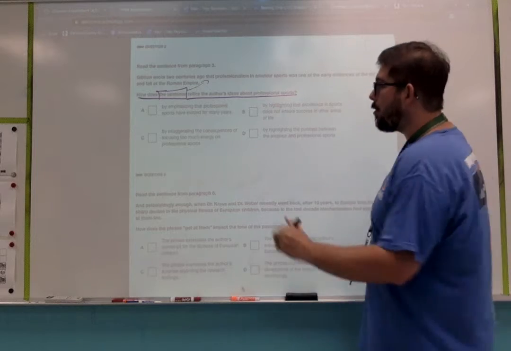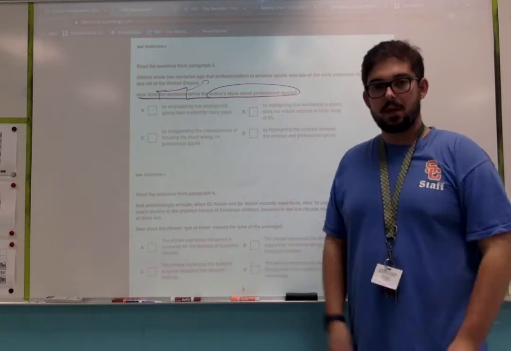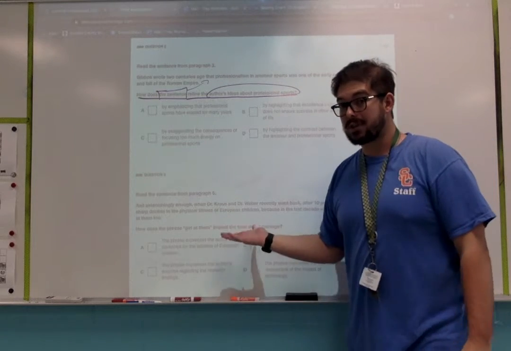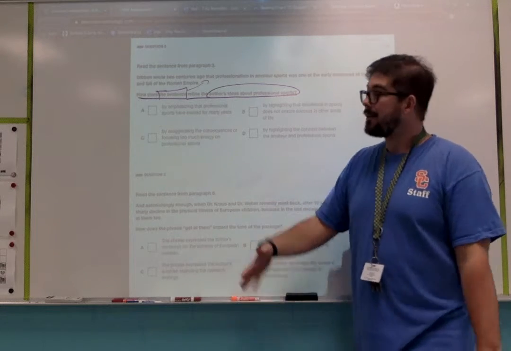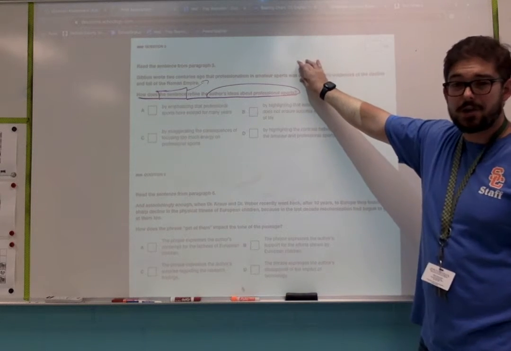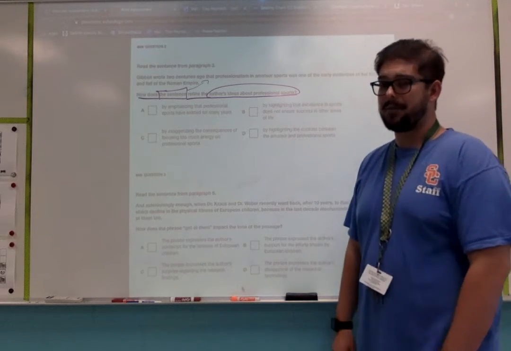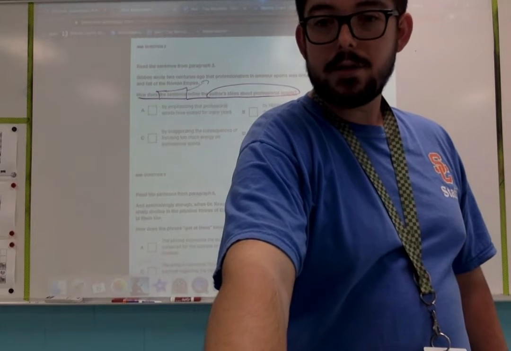How would you know what the author's ideas about professional sports are supposed to be? The only way you could know that is if you've actually read through this paragraph and the following paragraphs to make sure you knew that. If you just went to this question and tried to answer it, you would get this wrong. You have to be really careful about that. So let's go ahead and go back to our passage.